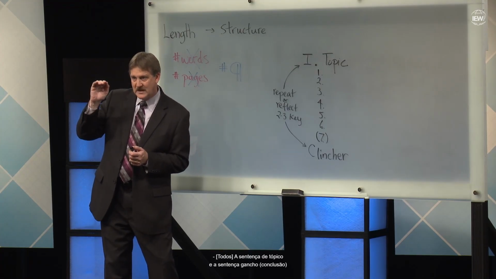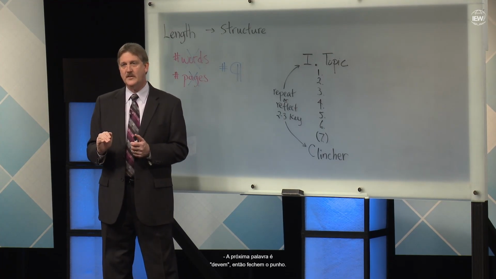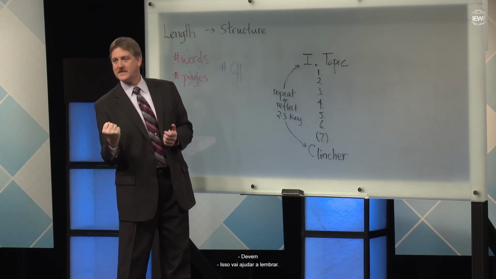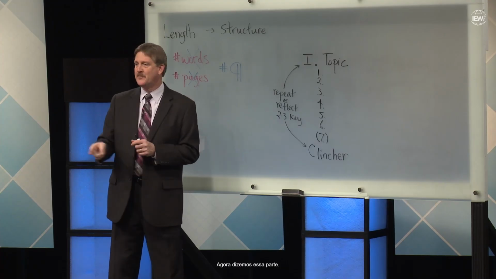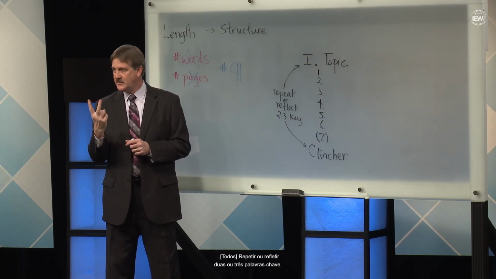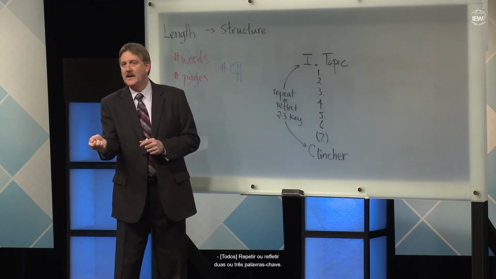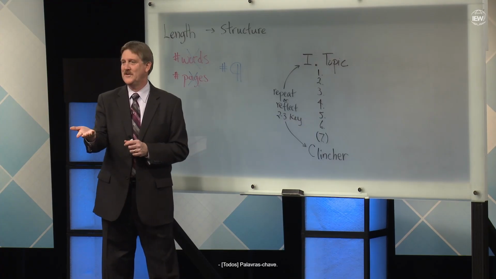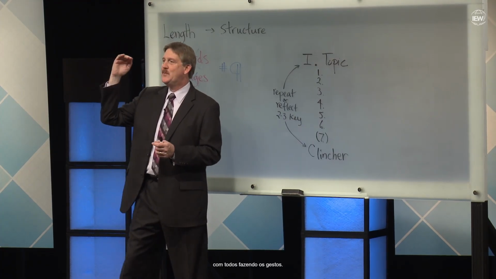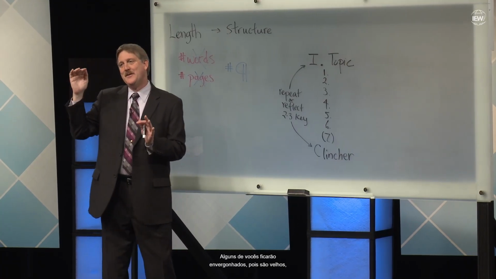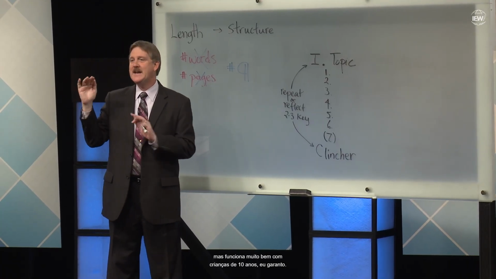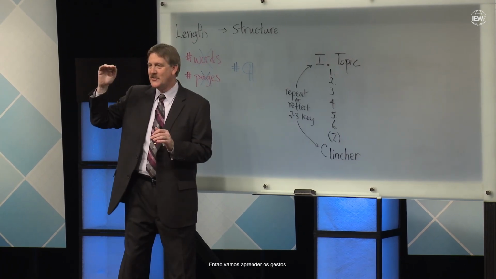The topic sentence and the clincher sentence. Now the next word is must, so you make a fist. Must. See, that'll remind you. Then you say this part. Repeat or reflect 2 or 3 key, like you're opening a door, key words. All right, let's try the whole thing together, and everybody do the gestures. Now I know some of you will feel awkward because you're old, but 10-year-olds eat this up, I guarantee it. So let's learn the gestures. The topic sentence and the clincher sentence. See, it works. Repeat or reflect 2 or 3 key words.